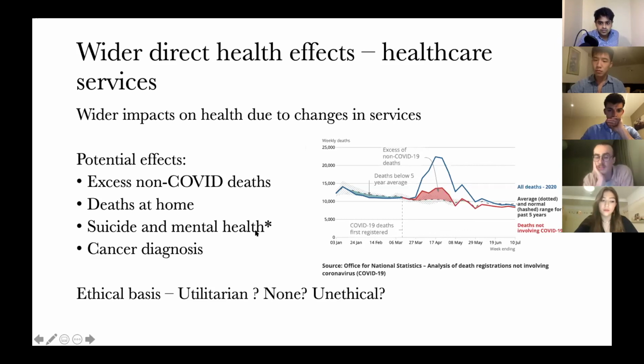It involves lots of descriptive and retrospective data, which is probably going to take years to fully crystallize. And our understanding of this is still quite poor. But there are definitely some potential effects that we can draw out at this stage. Firstly, there has been an observed excess of non-COVID deaths, and that's what's put on this graph here on the right in the red zone, which is more deaths than you would expect from non-COVID causes. There is also an increase in deaths at home.